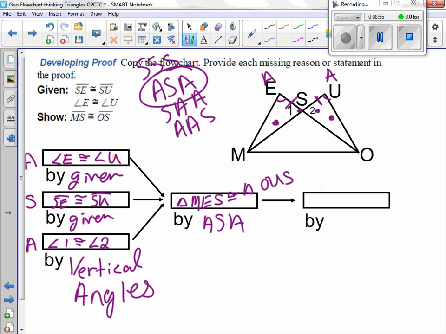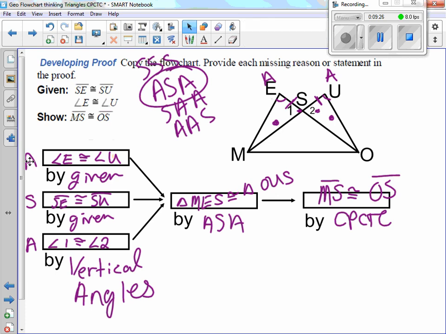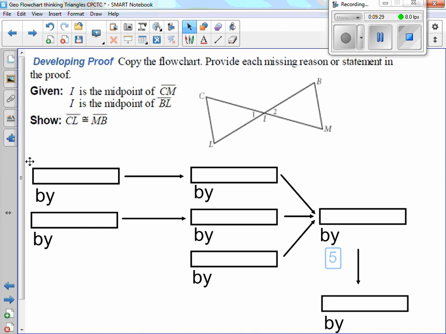Now what we were wanting to say was what? MS is congruent to, and we can say that because of CPCTC, because those two parts, those two lines are corresponding to each other inside these two triangles, and the corresponding parts of congruent triangles are congruent. And that's all we have to do for this here. Okay.